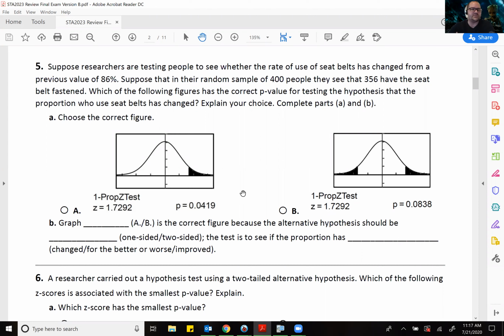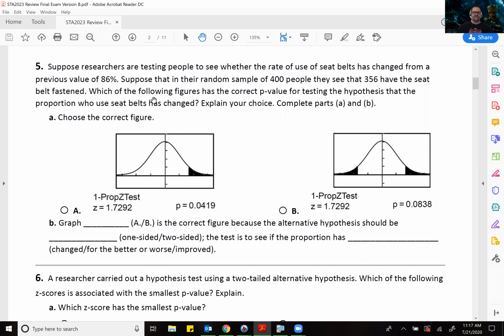So suppose researchers are testing people to see whether the rate of use of seatbelts has changed from a previous value of 86%. Suppose that in a random sample of 400 people, they see that 356 have the seatbelt fastened. Which of the following figures has the correct p-value for testing the hypothesis that the proportion who use seatbelts has changed? Explain your choice. Okay.